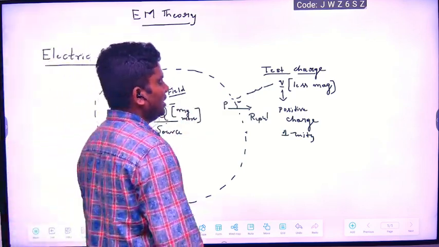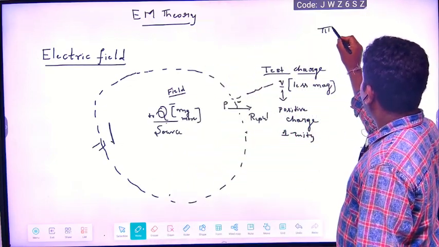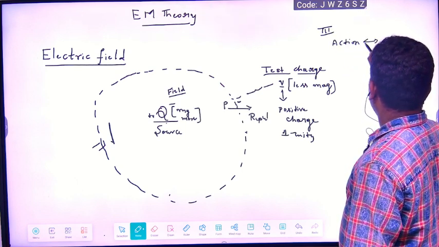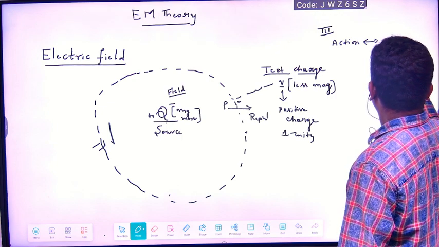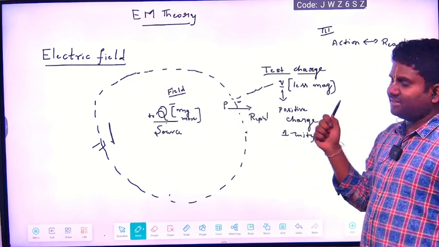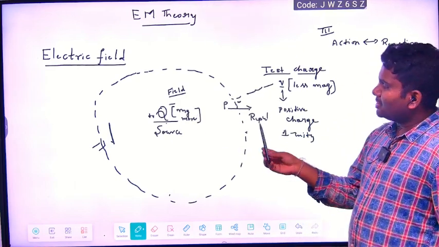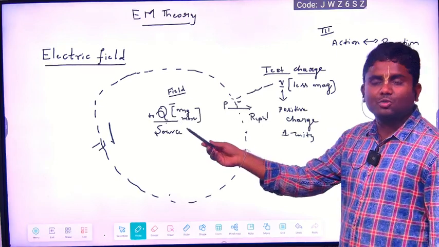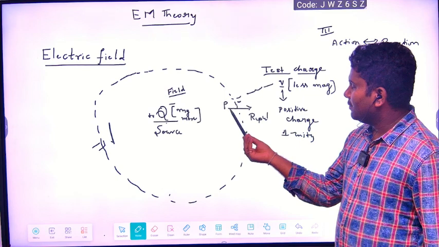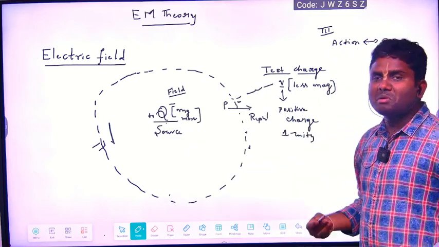Now, one more question. Sir, according to Newton's third law, for every action there is an equal and opposite reaction. Action will have a reaction. So this source charge applies force on the test charge, and definitely the test charge also applies force on the source charge. So there may be a chance of disturbance in the position of the source charge. When I bring this test charge into the electric field, it experiences a force, and even the source charge will also experience a force.